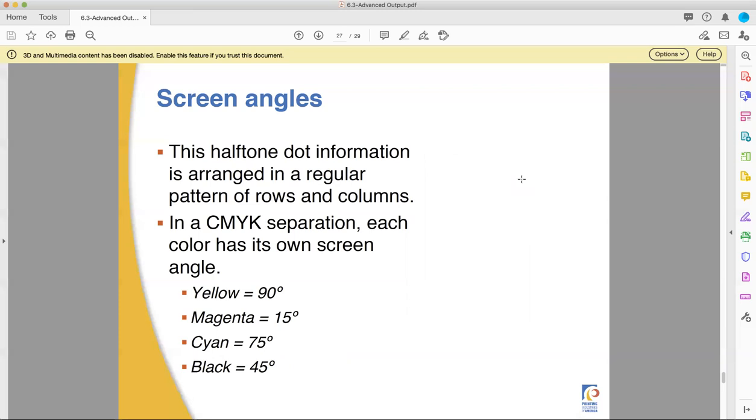Magenta's tipped to 15 degrees, cyan to 75, and black at 45. By screening all these at these respective angles, they don't create an interference. They don't wreck your vision of the picture you're looking at. In fact, they make larger dots. They call those rosettes. It's a larger circle made up of the smaller halftone dots.